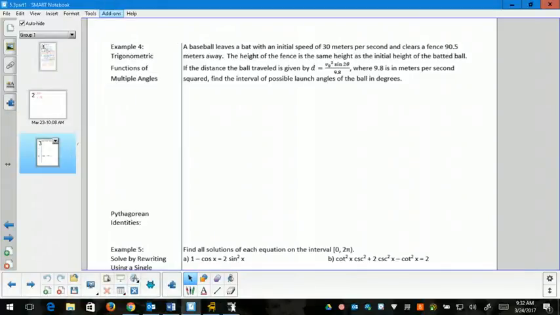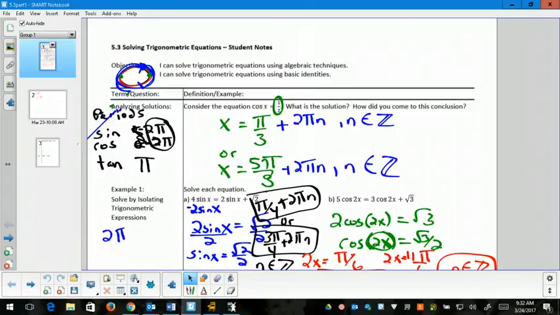Of 5.3, it's actually part 2. And so again, we're still working on solving trigonometric equations using basic identities. Yesterday was algebraic techniques. You had it to one function, or with factoring, you had one function as a factor and another function as a different factor. You can set them equal to 0 and solve.